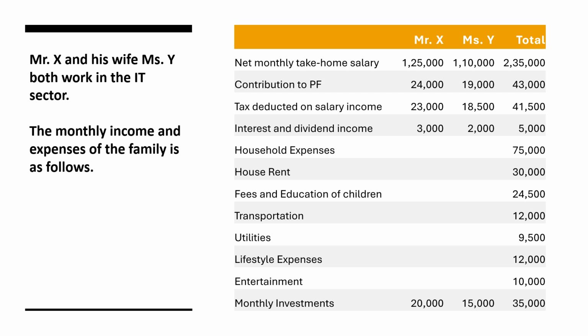Then we have the expenses for the entire family, which is the household expenses, house rent, fees and education of children, transportation, utilities, lifestyle, entertainment. And then finally, in the last row, you can see monthly investments, the committed investment for Mr. X and Miss Y. So this is the information we have, and based on this information we will now answer 5 questions. So let's start with the first question.